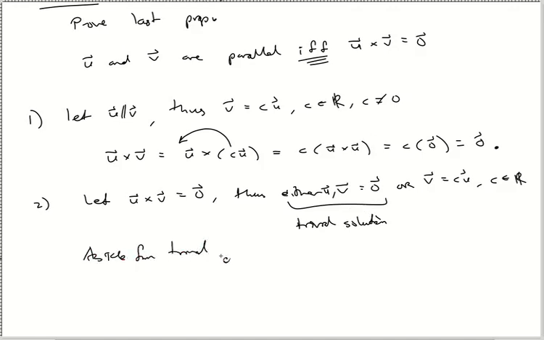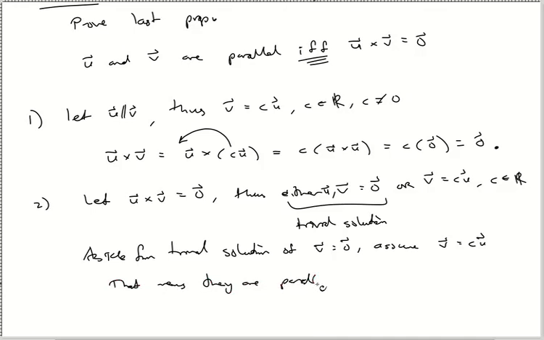So aside from the trivial solution, like I'm actually saying that in my proof here, just to remind us, of V equal to the 0 vector, I'm going to assume that V is equal to CU instead. Cool. Well, if I have that, that means they're parallel, so that means they are parallel, and you're done. Therefore, U is parallel with V. And now we're done for sure.